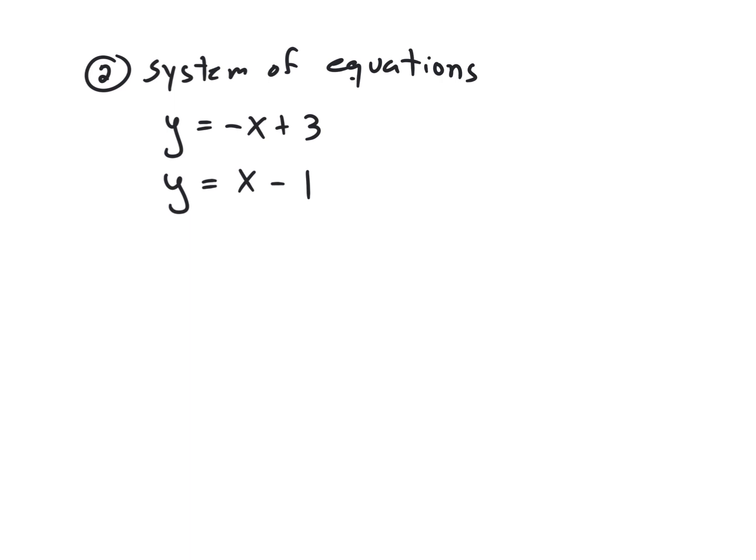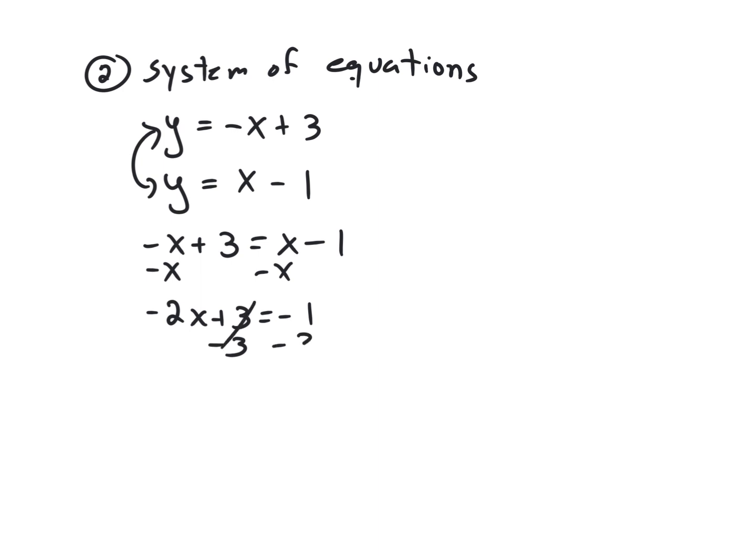So we can do it one or two ways. We can do either substitution or we can cancel things out. Now in this case I'm going to do substitution of the y's. So I'm just going to write -x plus 3 equals x minus 1. I'm going to subtract the x from both sides, and I'm left with -2x plus 3 is equal to -1. I'm going to subtract the 3 from both sides. I'm left with -2x is equal to -4, which then x is equal to 2.